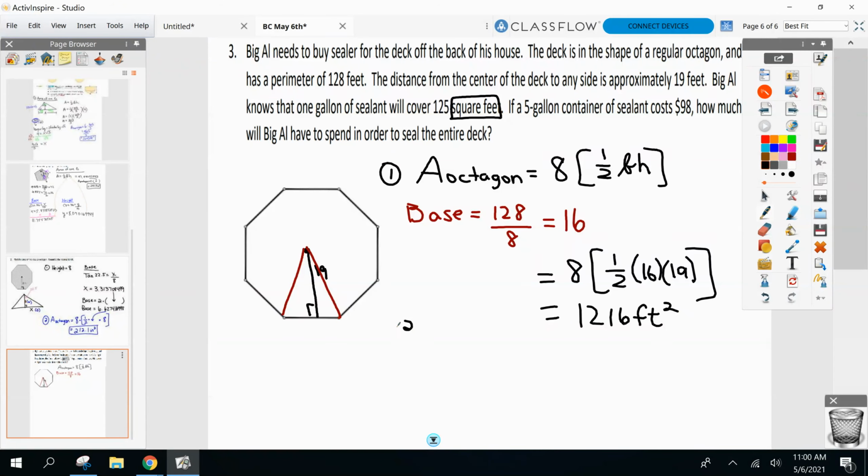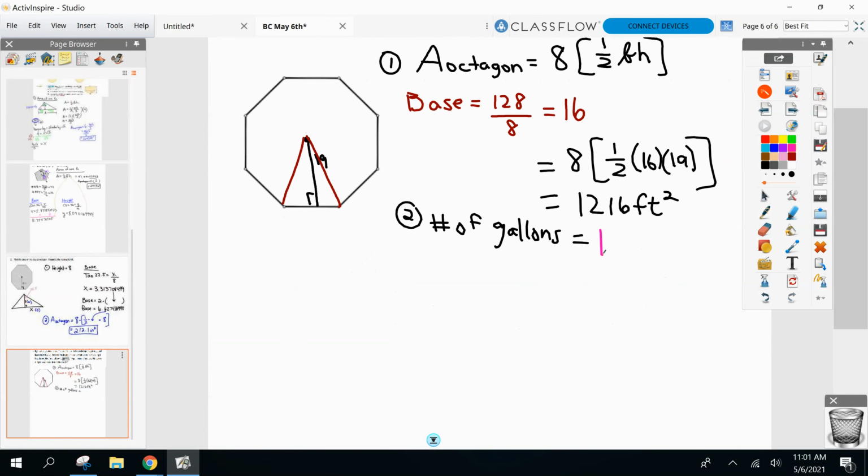All right, next step. I know 1 gallon covers 125 square feet. That's how many square feet I have, 1,216. So explain to me how you're going to find how many gallons we need. So number of gallons. How do I find how many gallons I need? Quincy, let's roll. 1,216 divided by 1. You got to divide. This isn't a multiply one here. You got to divide them. Yep.